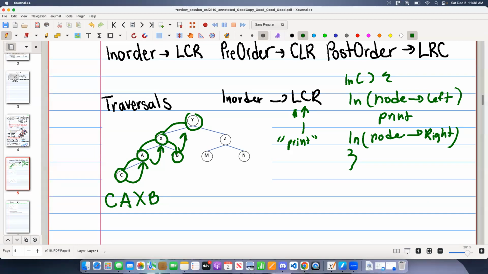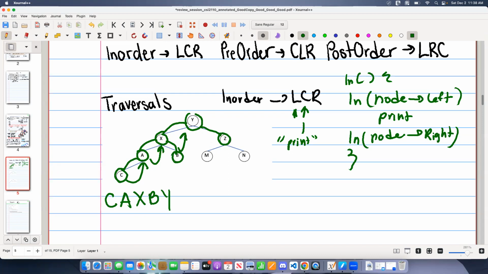We go to Y. Is there a right? Okay, after we're at Y, we print because we're now at the center. Is there a left? We're done the left. So now it's just center, right. So now we cover the right. Is there a right to Y? Yes. We go towards the right.